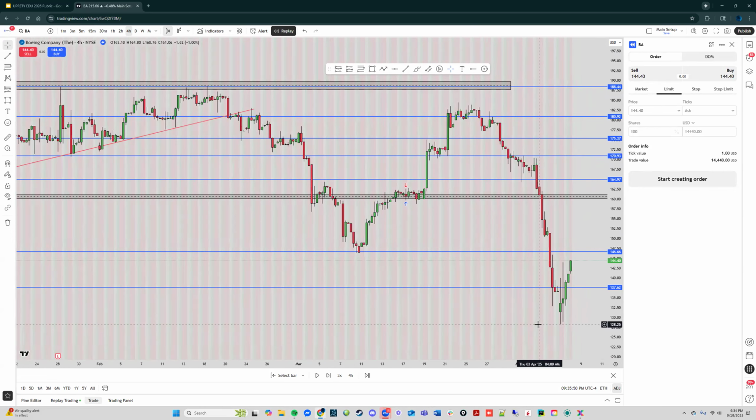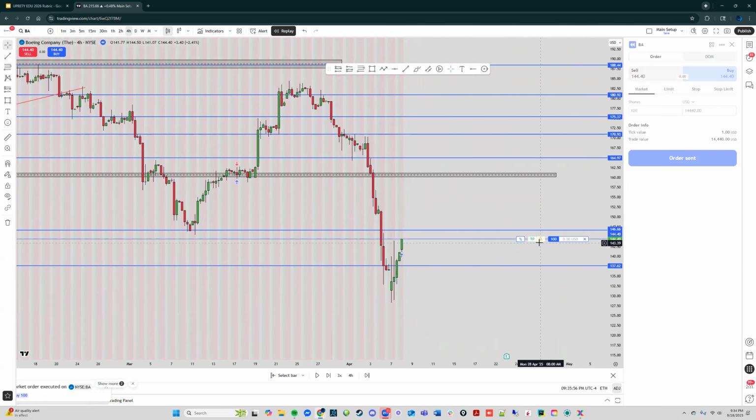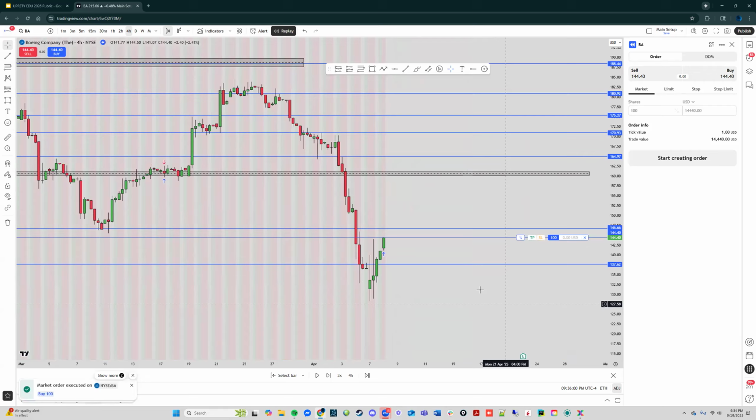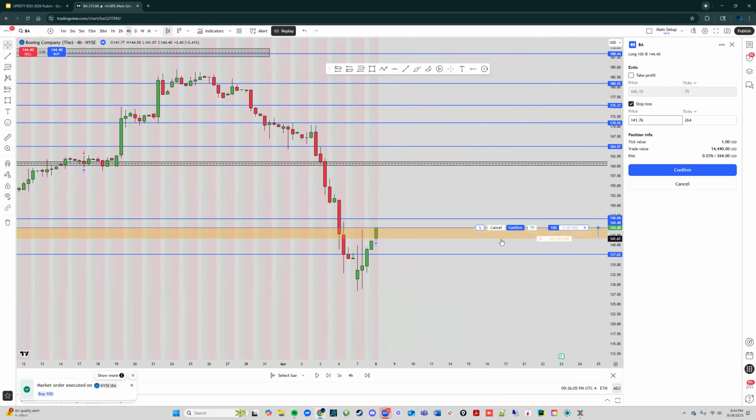Can we take a long here? Thank you, Monday. Okay, Monday wants to take long here. Okay, where are we going to set our stop loss? Right below that level, maybe, or down here? No, not too much. Below the wick on the green candle. Right here? Yeah. Okay.